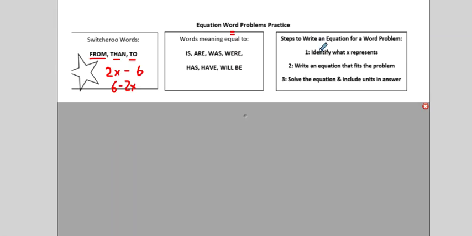And then just some reminders when we are writing an equation for a word problem. The first step is you want to figure out what x represents, or what that variable is going to be. Like, what is the missing value? What is the question asking? Number 2, writing the equation that fits the problem. And then number 3, solving the equation and including units. So that part's really important. Make sure we're talking about like $6 or 4 dogs, whatever the question is asking for.